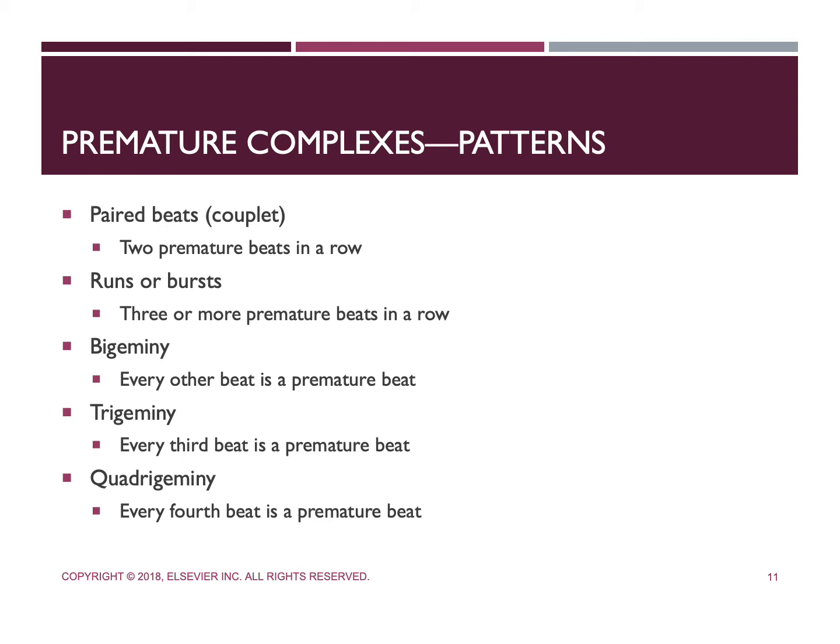Bigeminy is when every other beat is a premature beat. Trigeminy is when every third beat is a premature beat. Think of bigeminy like a bicycle, which has two wheels, so every other beat. For trigeminy, think of a tricycle, every third beat. And then quadgeminy is every fourth beat being premature. Quad equals four. That can help you remember what those are as we go through all this new information.